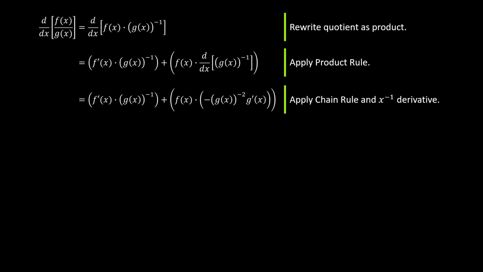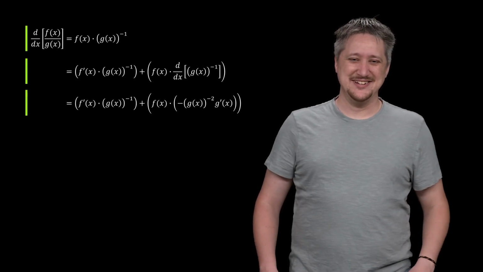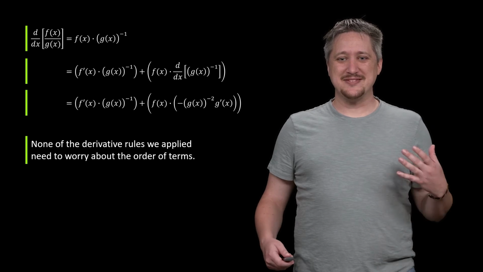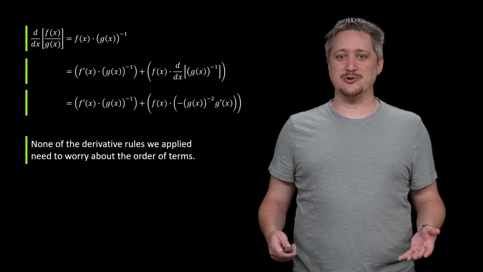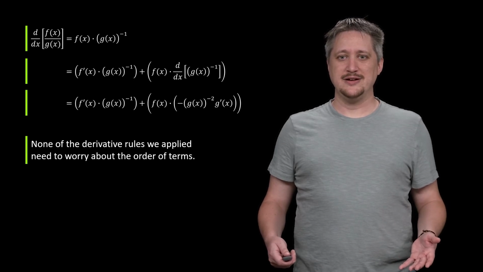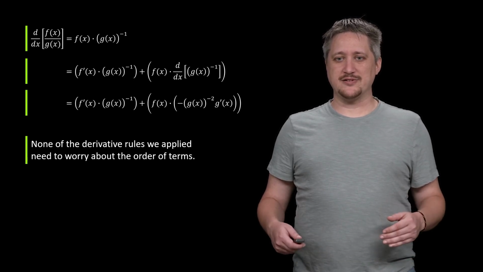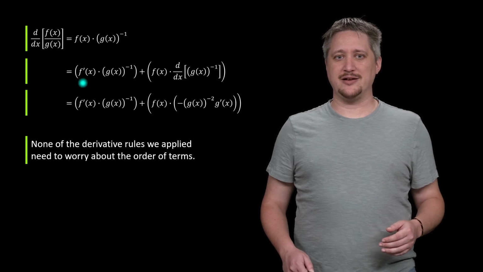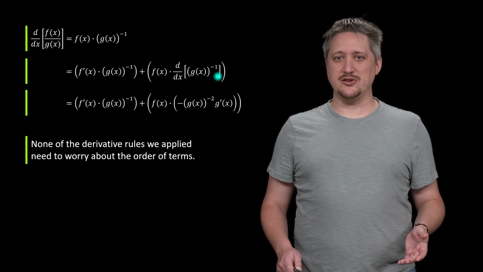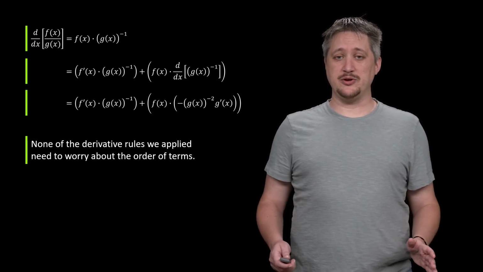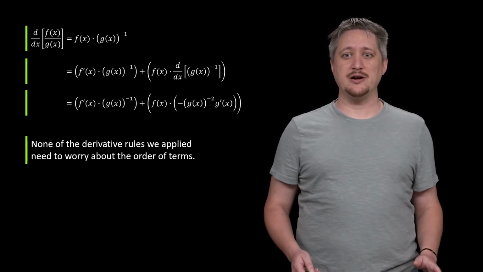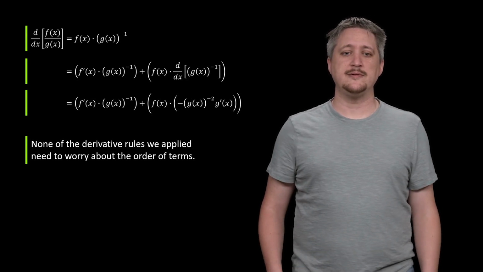You might be like, what? So let's take a look. First, notice that none of the derivative rules we applied need to worry about the order of terms. Whether or not you remember if the first term is the derivative and then that one, or the other one first, this is an addition, so it doesn't matter which you place where. All of this process is commutative, so you don't have to worry about remembering which one goes where, as long as you remember the basic rule.